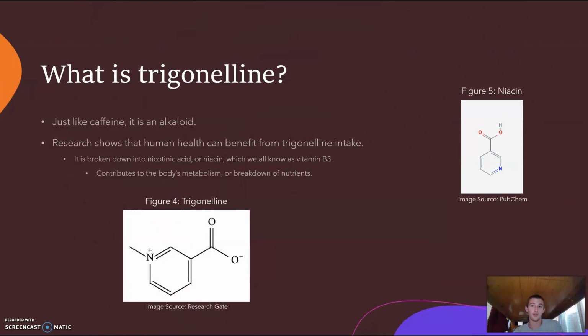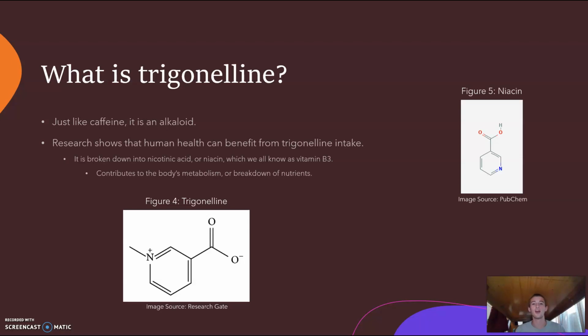Trigonelline is an alkaloid, speaking of, and it is structurally different than caffeine, and it has a different function in the body. It has a positive effect on our body, and it's broken down into so many different chemical components. But the main one is nicotinic acid, known as niacin, or vitamin B3. And we know that vitamins of the B complex have an effect on our metabolism, and that's their main function.